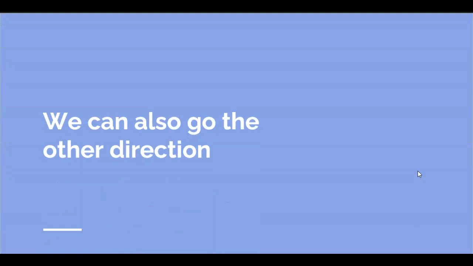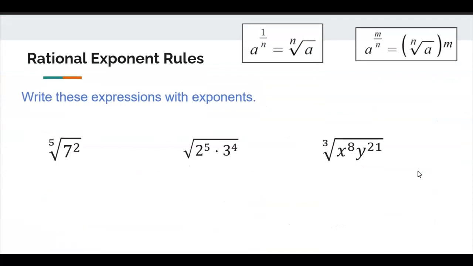Now we can also go the other direction. We can go from a radical to an exponent. So how would we write these expressions as exponents instead of radicals? Well, our root is going to go in the denominator of the exponent, and the existing exponent is going to become the numerator. So we have the fraction, 5 is the denominator, and 2 is the numerator.